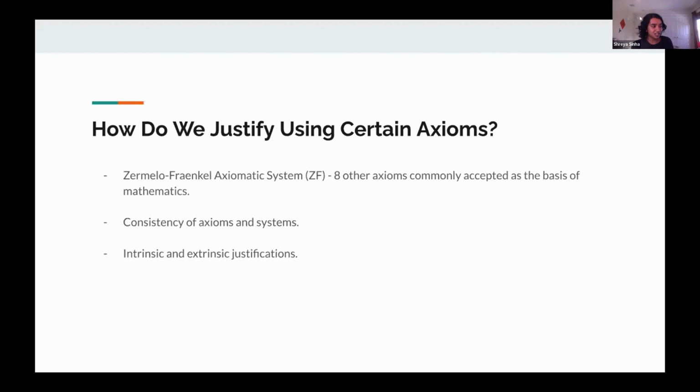Extrinsic justifications, on the other hand, are to think about how the axioms lead to specific results that we want to see. Are the results good? Are the results limiting to our system? How does the axiom of choice lead to certain results that are fundamental to other systems of mathematics? Those are extrinsic justifications. And again, I will go into a couple more examples on the next page.